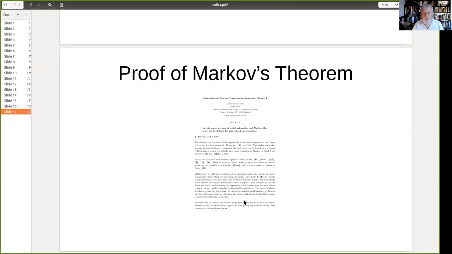I haven't defined what I mean by regular and normal. Regular basically means that you can do a Reidemeister 2 move in the theory, and normal is a bit more complicated, but we won't discuss that for now. Anyway, here's a proof. If you like hard mathematics, you can read this.